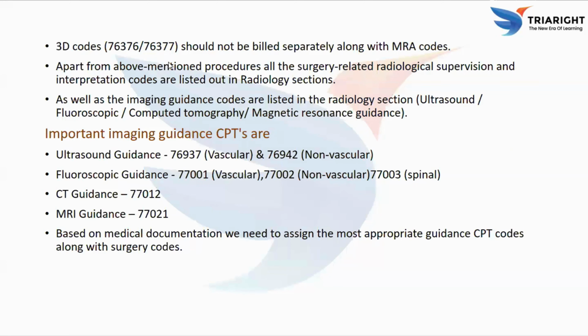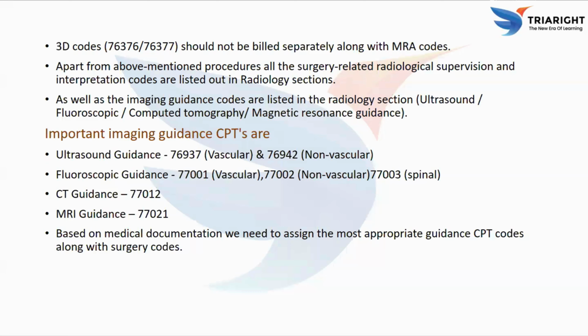So these codes describe post-processing of the imaging data, 3D reconstructions. What is the key rule here? Do not bill 76376 or 76377 separately with MRA codes. Why? Because MRA already includes 3D reconstruction as a part of the angiographic study. So billing 3D separately means double billing.